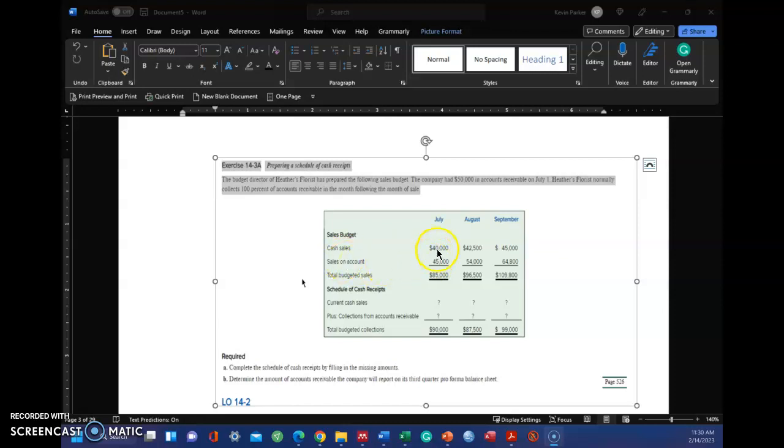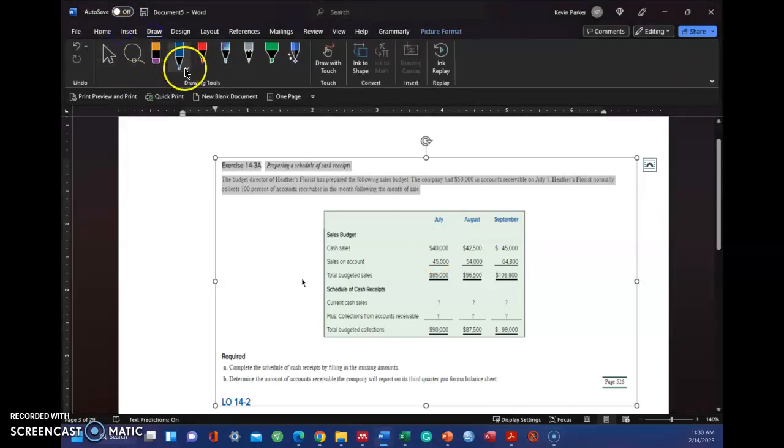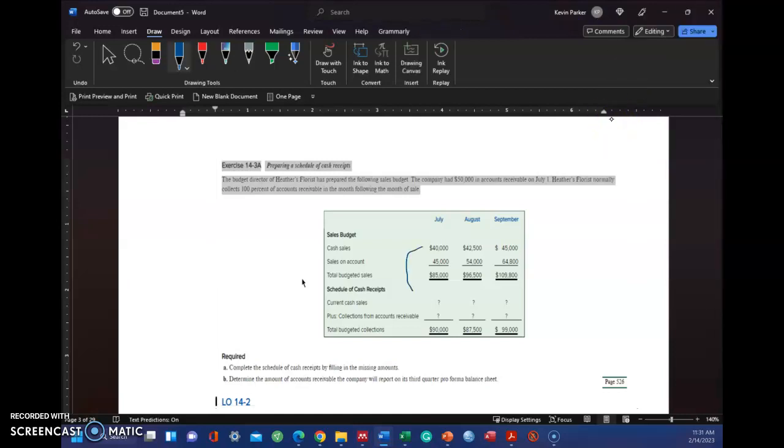So sales on account versus cash. Well, as far as scheduled cash receipts, when do you get the cash, right? So I think just saying that helps answer the question on these. So current cash sales for July, August, and September are quite easily done when you look at it that way. Just bring the cash sales down and show those as cash collections.